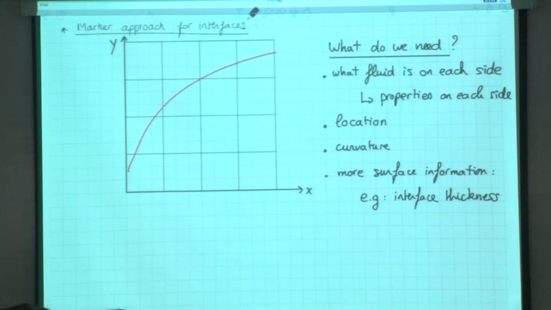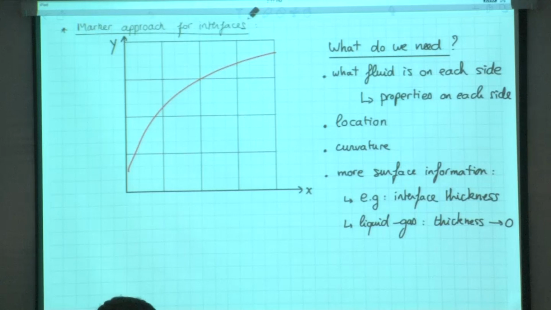In a liquid gas flow situation, that thickness from looking at the microscale physics is going to be very, very small, on the order of a few tens of angstroms. If we're doing CFD, we probably don't care about that. So in our case, really for liquid gas multiphase flows, you'll let that thickness go to 0 and consider the flow to be discontinuous. Okay, so the thickness going to 0 means that we simplify our life a bit. We don't have to keep track of that, but we're going to be facing discontinuities.